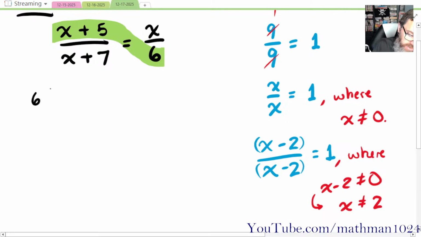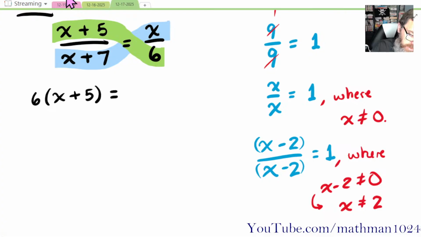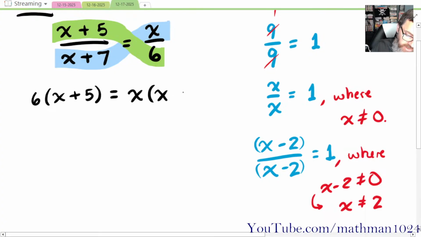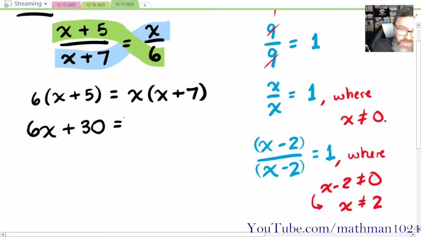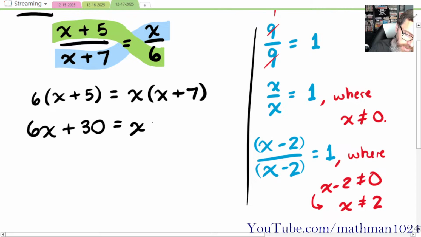So that means here we have 6 times x plus 5, and the other cross product is x plus 7 times x. So x times x plus 7. And now that we have this set up, it's just a matter of distributing. And please, oh please, make sure that you distribute correctly. 6 times 5 is 30, not 35. Not that you guys would ever say that, but I've seen it happen. And then on the right side, x times x is x squared. Don't forget that you're doing x times 7 as well, so that's plus 7x.